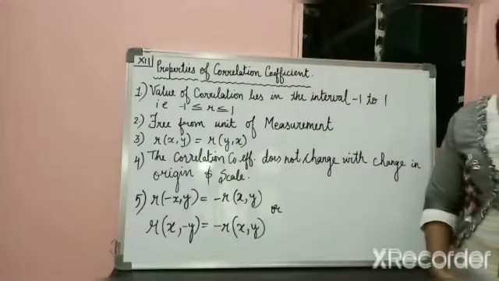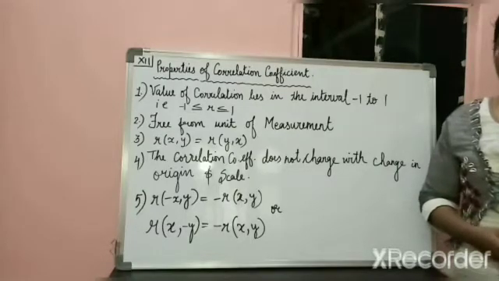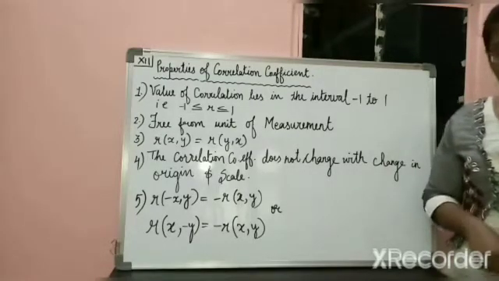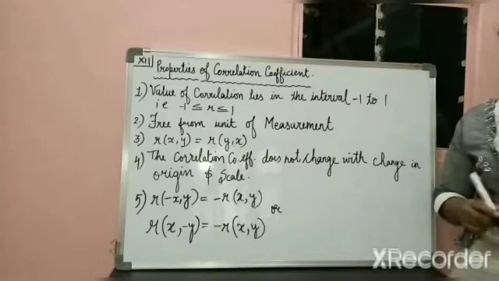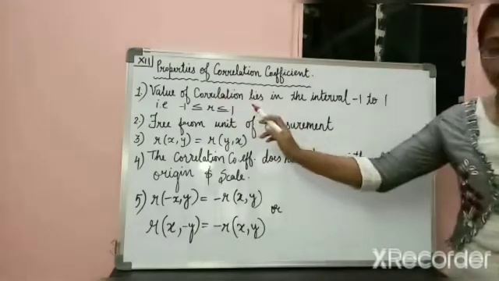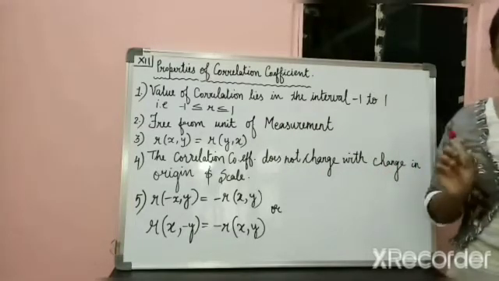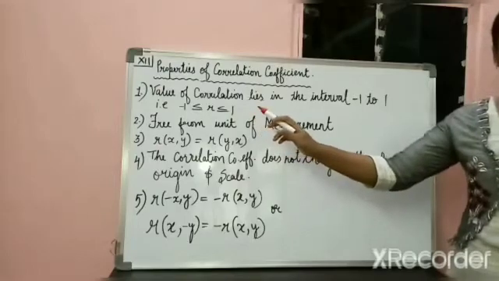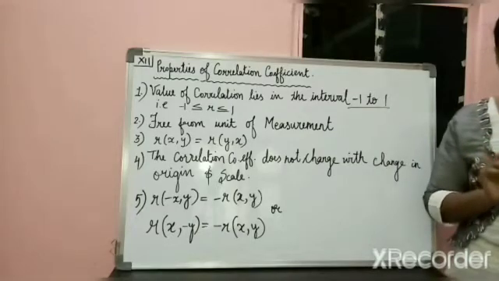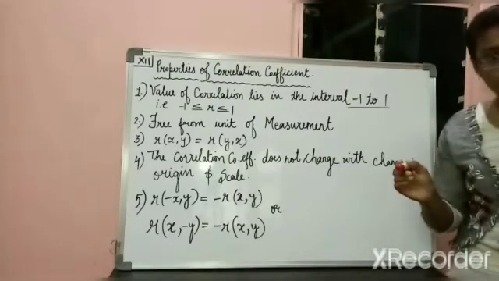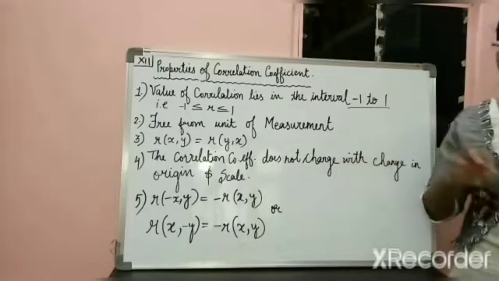Okay, now let us understand the properties of the correlation coefficient. What is the first property? It says that the value of correlation lies in the interval of -1 to +1. Understood? Whatever correlation you get while calculating the sums should always be between -1 and +1. The answer of your R, that is the correlation coefficient, would be within -1 to +1. Understood? Now let us move on to the second.